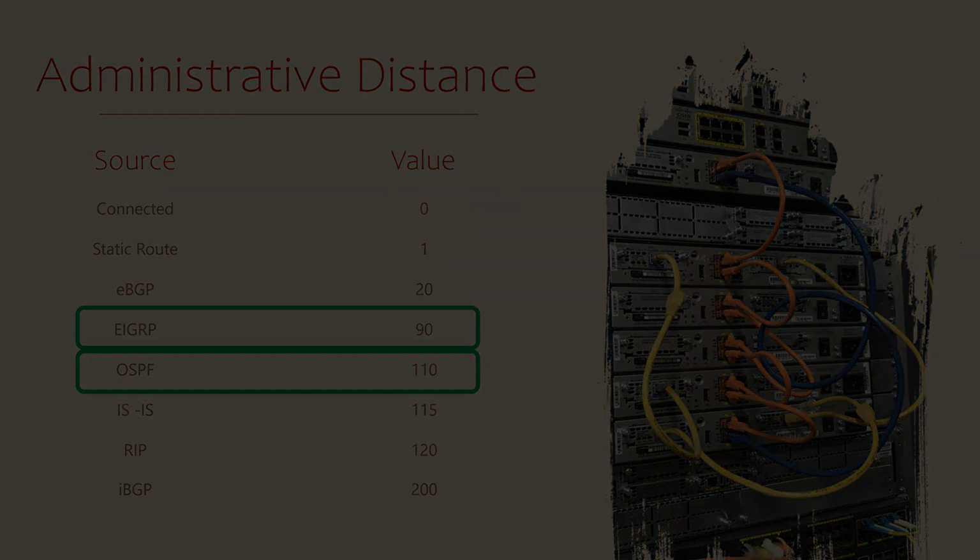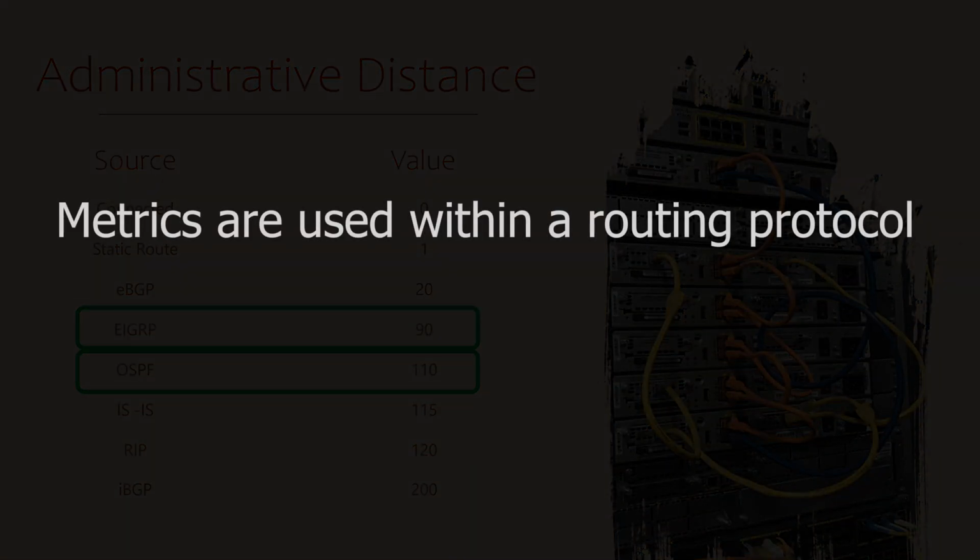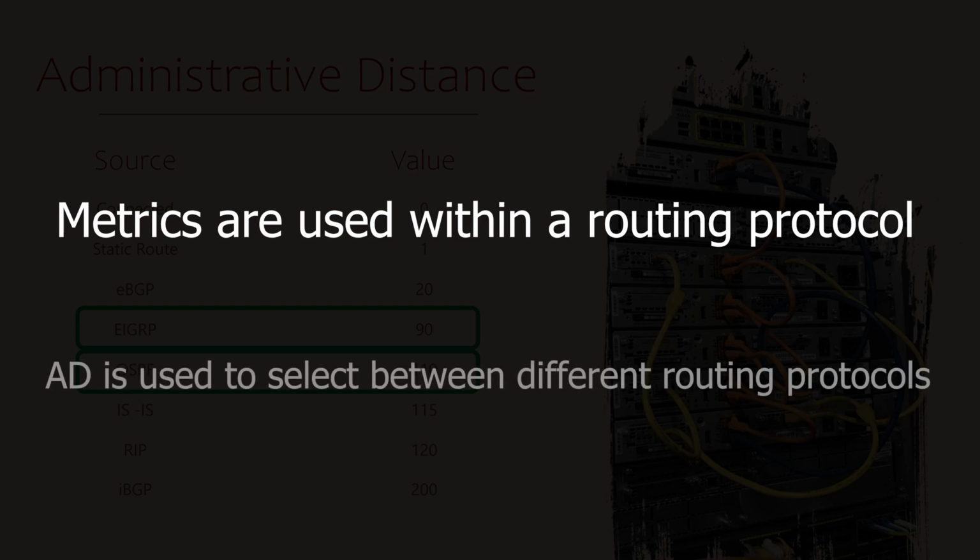So to summarize, a routing protocol will use the metric to decide which route to offer to the routing table. There is no guarantee that this route will end up in the routing table. Two or more routing protocols may offer the same route. The router uses the administrative distance to choose the best one.